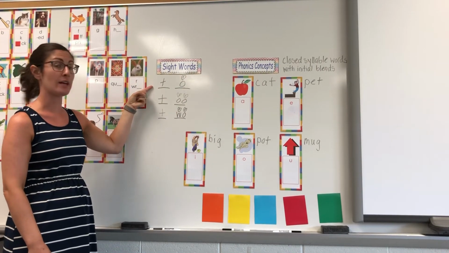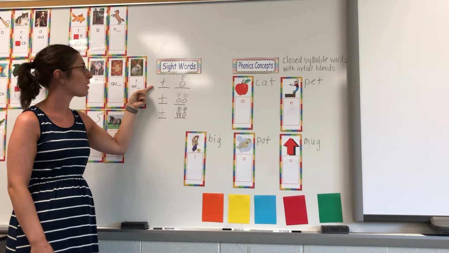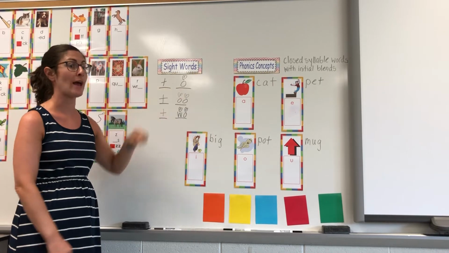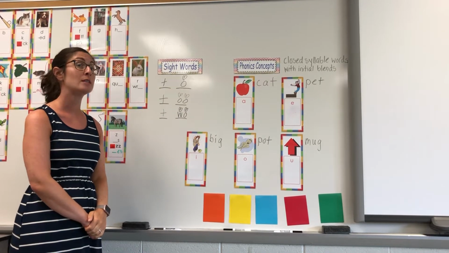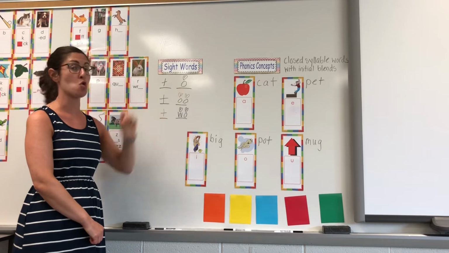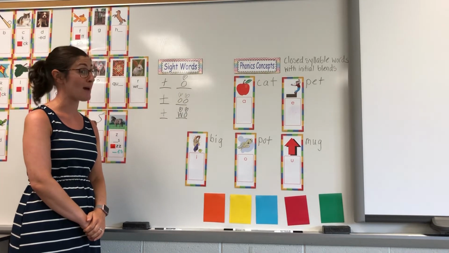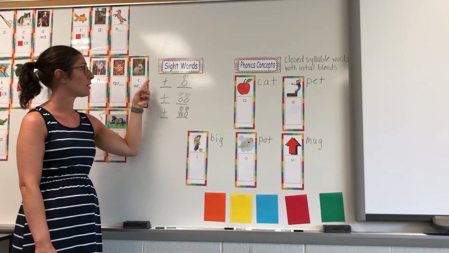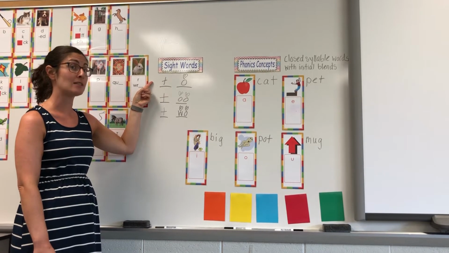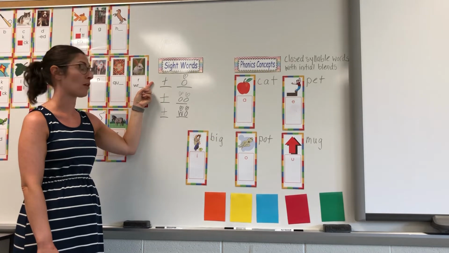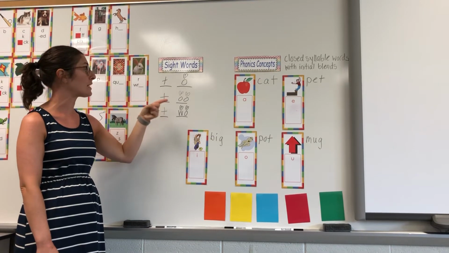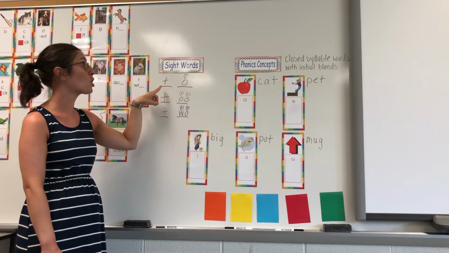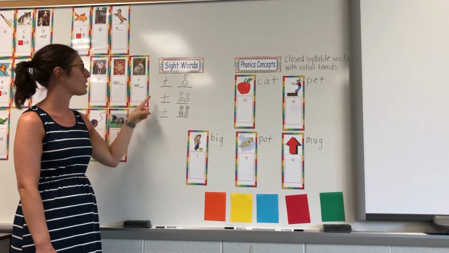So the first word is to. I spell this word T-O. Go ahead and spell it for me forward. T-O. Let's spell it backwards. O-T. I want to go outside to play. Let's spell it forward one more time. T-O. Let's spell it backwards. O-T.